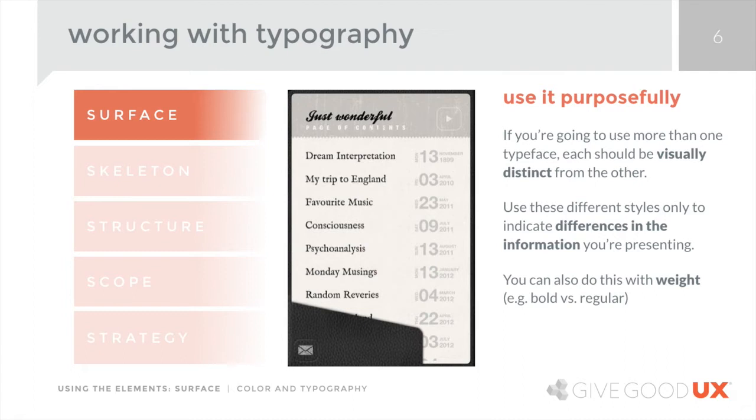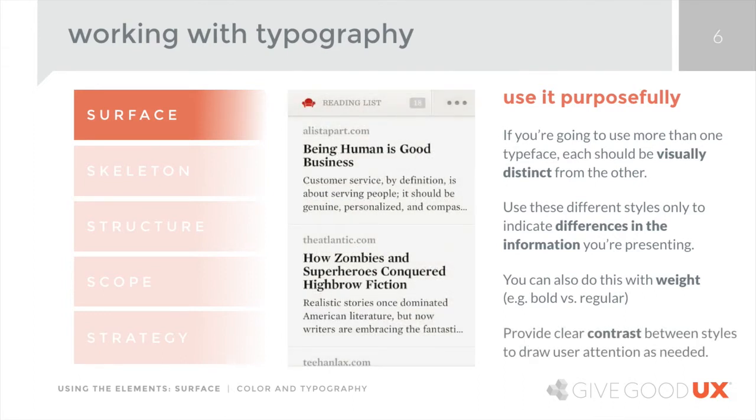We should also provide clear contrast between styles so that we can draw the user's attention as needed. Here's another example where I'm looking at a reading list from a reading app. Notice that the headlines really stand out because there's a lot of contrast. They're big, they're bold, they're black. They stand out very much from the short description that appears below and also from the website source that appears above them. So our attention is absolutely drawn to those big, bold, dark areas where there's very high contrast.